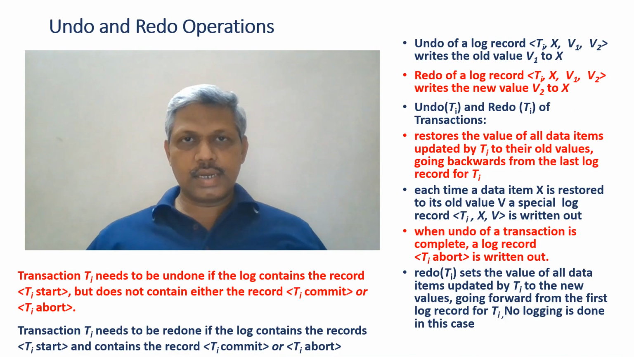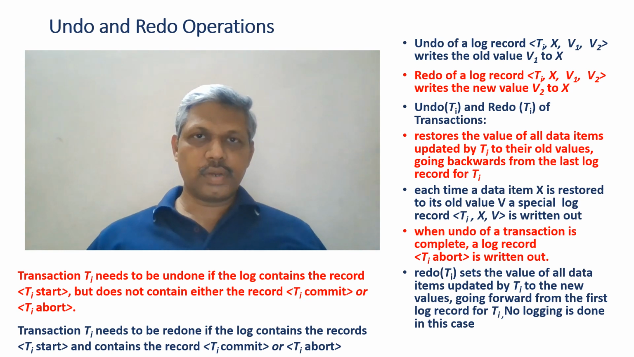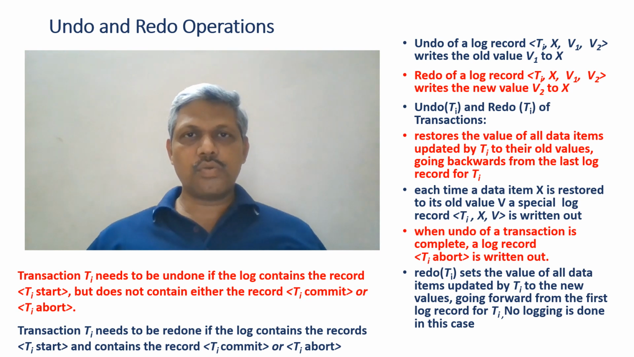Now, once we understand how the log records are created and how they are transferred onto the stable storage, the next step is how we use them when there is a crash. When the database is running and suddenly there is a crash, several transactions may be operating at several stages. Some of the transactions might have already committed and ended, some might be in the processing or active stage, and some might already be aborted.